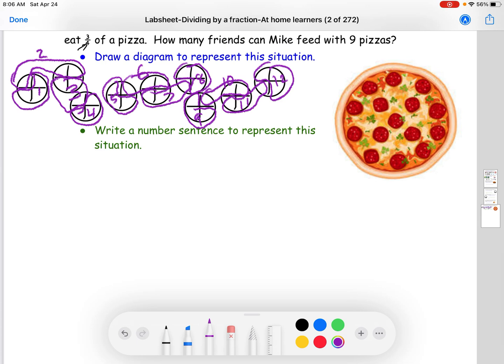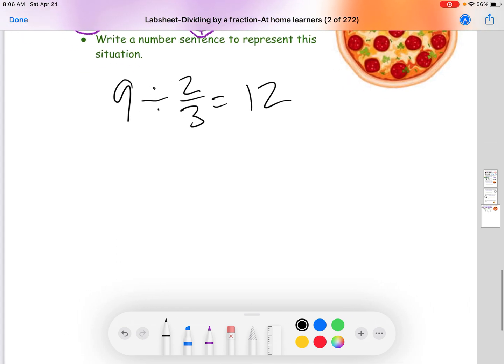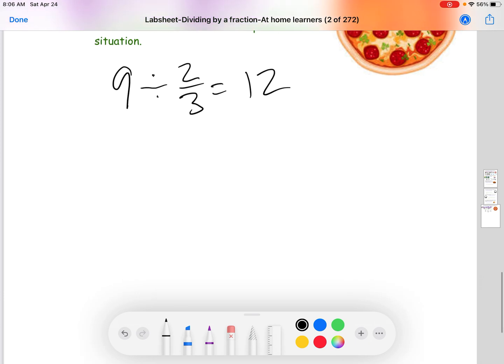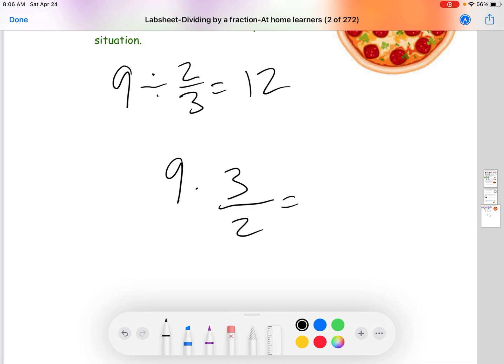Let's see how that stacks up here. Number sentence. We started with 9 pizzas, and we divided them into 2/3, and our answer is 12. That's good enough for me. Again, I'm going to reemphasize you do not have to have anything more than that right now for what we're focusing on, but it is 9 times the denominator of 3, but we'll have to divide it by the numerator, and that equals 9 times 3. Remember, this is over 1. 9 times 3 over 1 times 2, which equals 27 over 2.